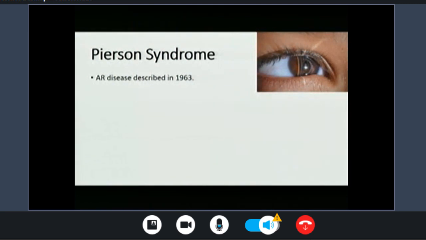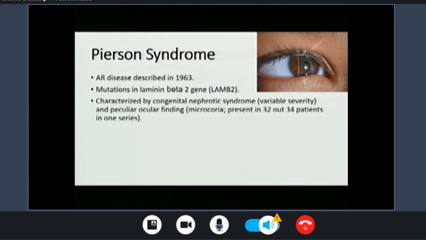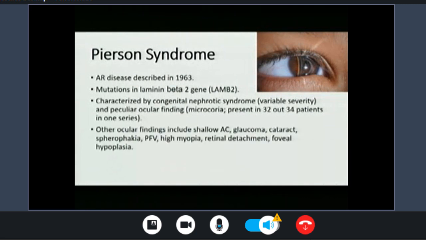This is the diagnosis, Pearson syndrome. It's an autosomal recessive disease described in 1963, with mutation in the laminin beta 2 gene, characterized by congenital nephrotic syndrome of variable severity and peculiar ocular findings. Microcoria was present in 32 out of 34 patients in the largest series in the literature. Other ocular findings include shallow anterior chamber, glaucoma, cataract, spherophakia, persistent fetal vasculature, high myopia, retinal detachment, and foveal hypoplasia.